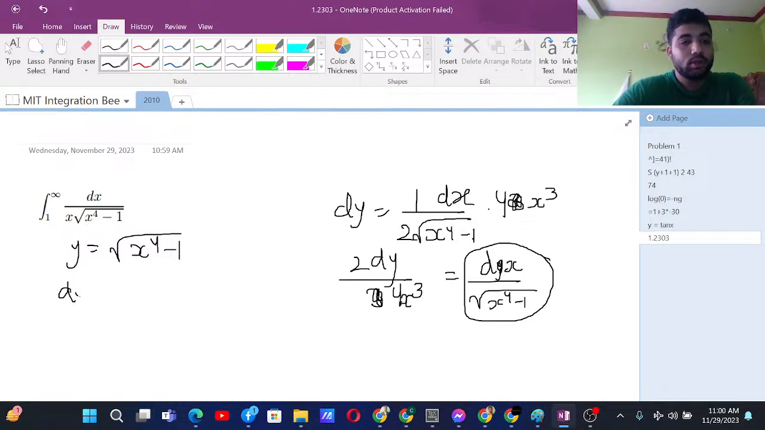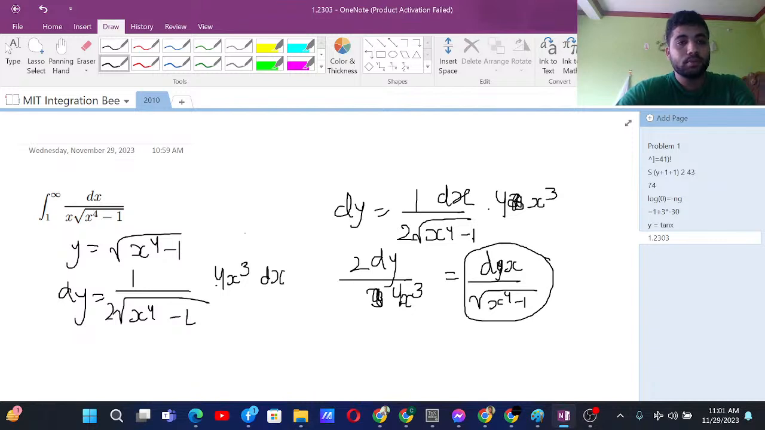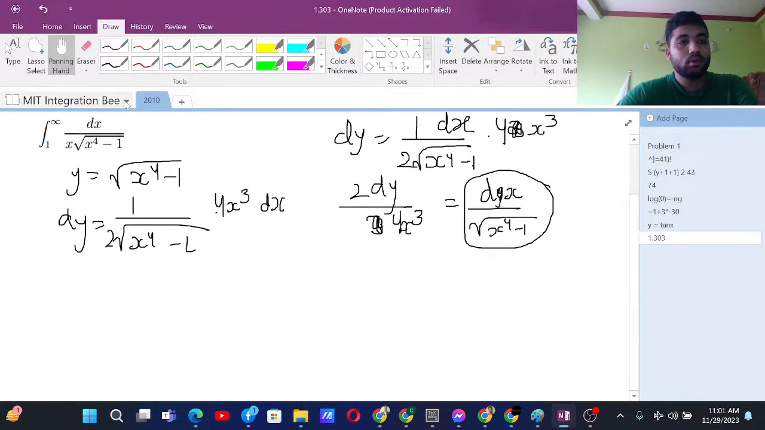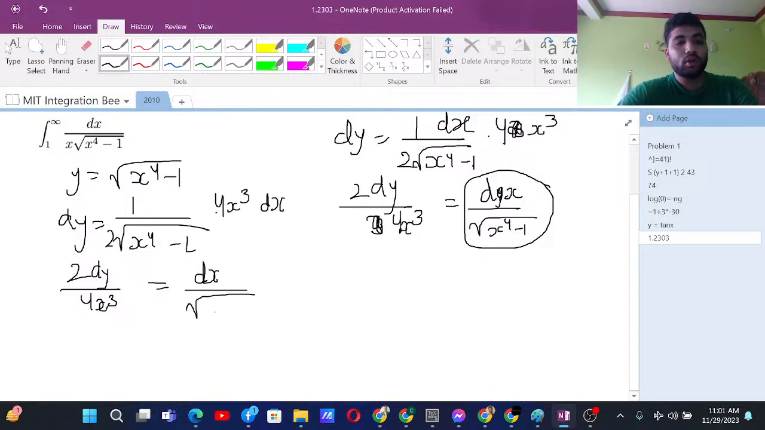Okay, we will have dy equals 1 by 2 root x to the power 4 minus 1 times 4x cube dx. After this, 2 dy by 4x cube equals dx by root under x to the power 4 minus 1. Now this will cancel the 2. Now we can use this as a substitution to get into this.